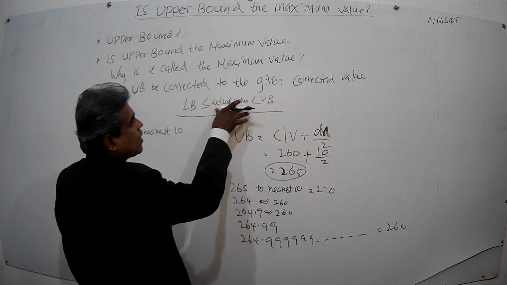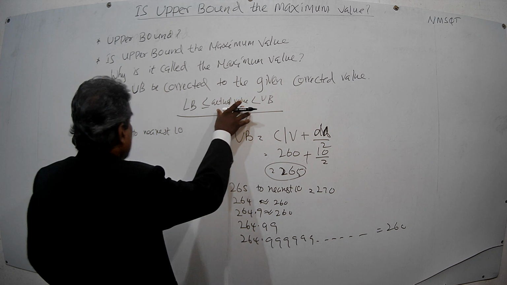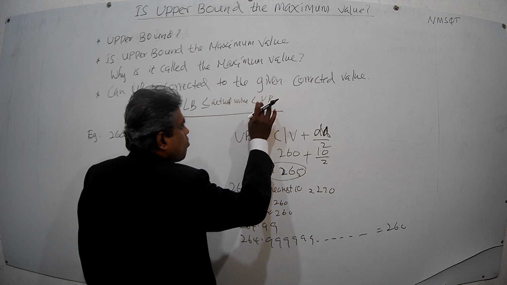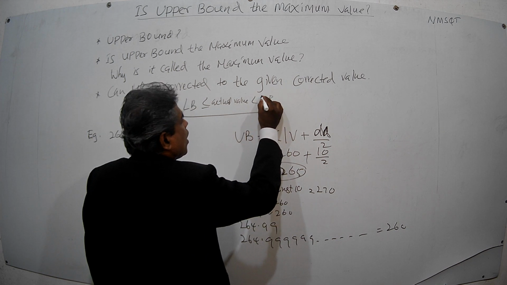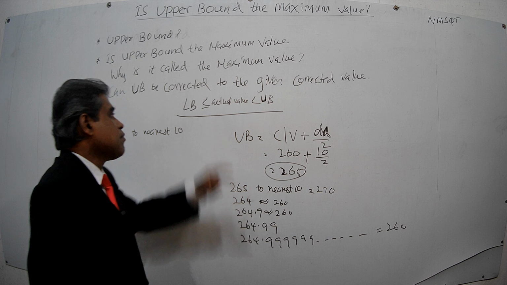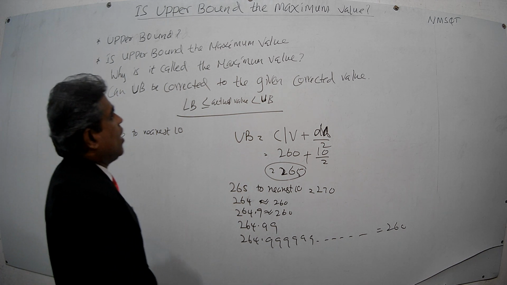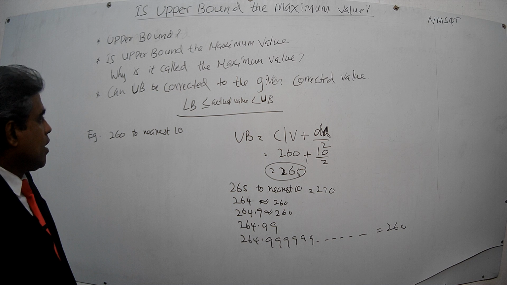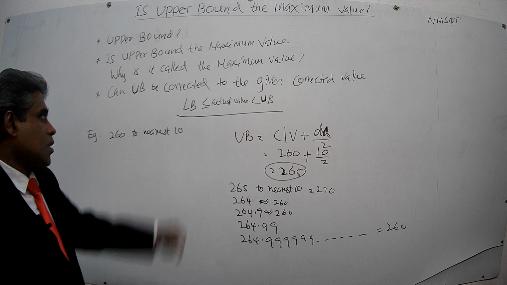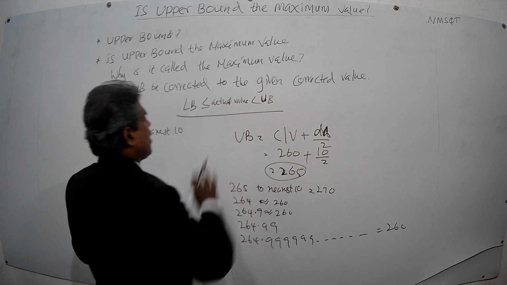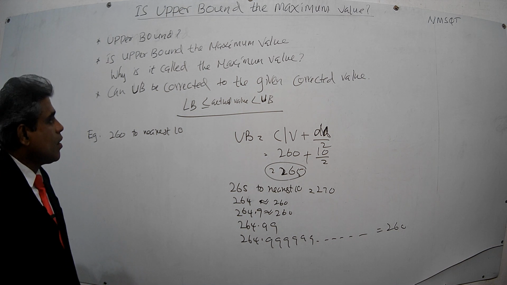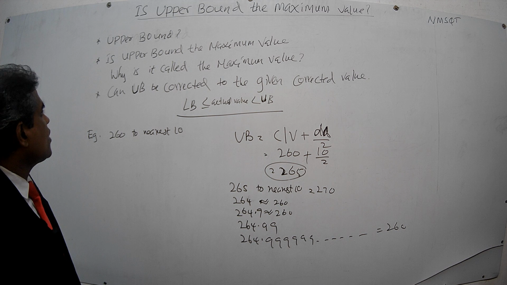Therefore, the range of actual values that can be rounded to the given corrected value must always be less than the upper bound, and it cannot be equal to the upper bound, because the upper bound is not a value that can be rounded to the given corrected value. That is the reason why we write actual value less than the upper bound. I think we answered all three questions.